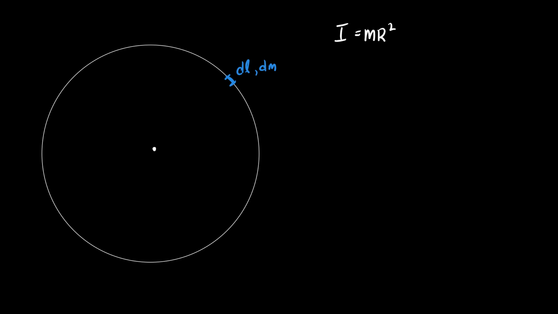You can do the calculus of it. It would be dm over r d theta, but r would be just capital R because every single piece of length is capital R away. And that would be equivalent to the mass of the ring divided by its circumference. Work this out. Sum it from 0 to 2 pi, and you'll get mr squared.